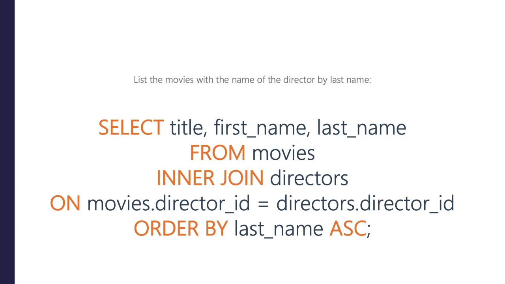We're going to do that inner join again on the directors on when the movie's director ID equals the director's director ID. And finally, we were asked to order our results by the last name of the director in alphabetical order. Let's take a look at the results.